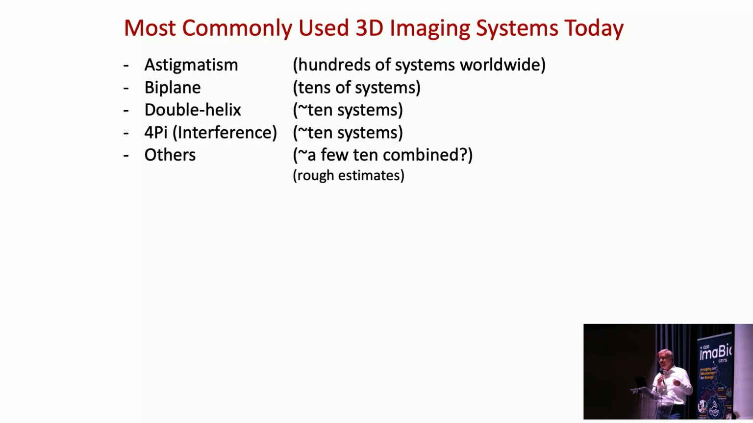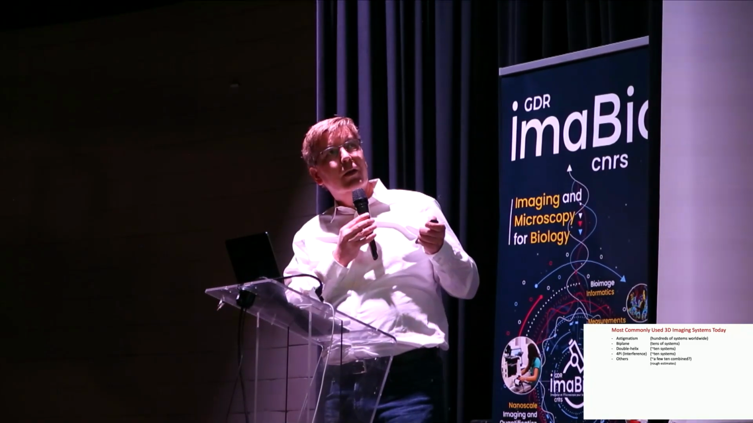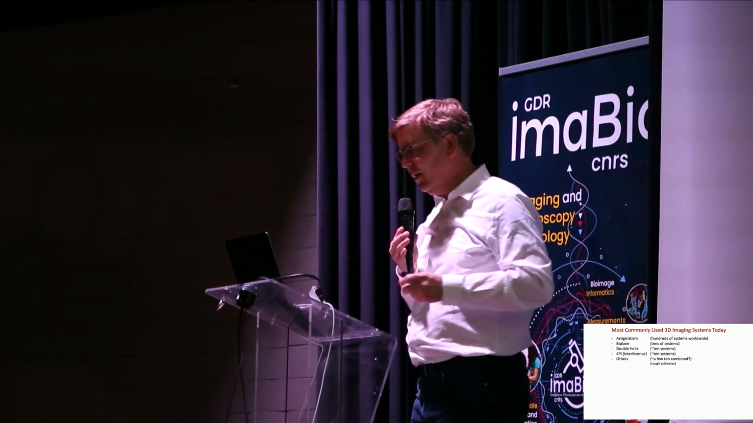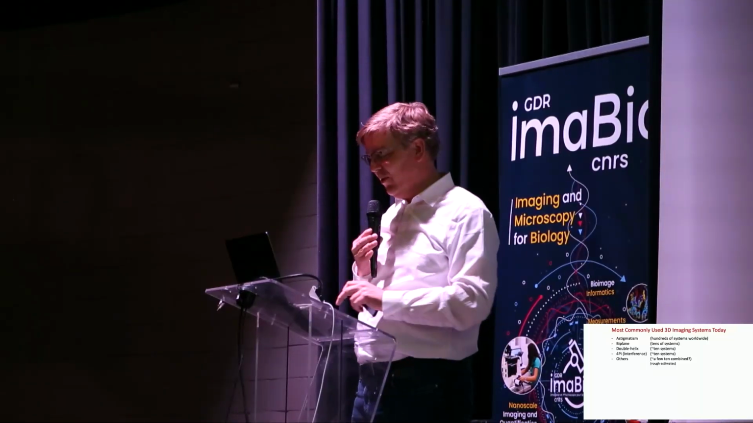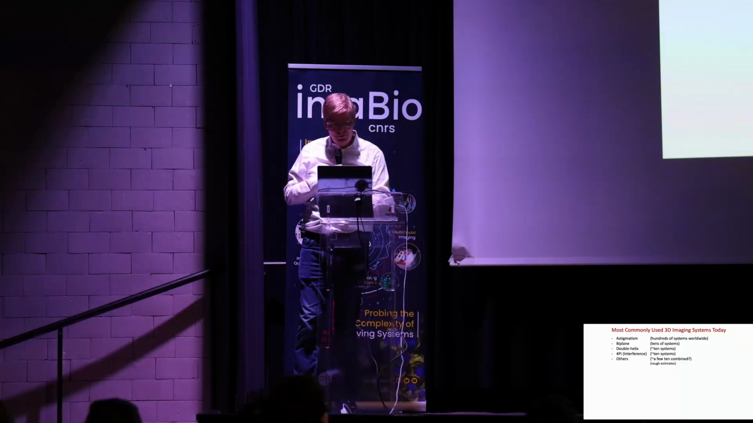And the reason for that is it's probably easiest to implement. We contributed to this biplane approach, and I think that's in the Bruker system. That's also here at the meeting. And then the double helix approach is another very popular approach that was particularly popularized by the Moerner lab. And I'll talk a little bit more about these 4-pi interference approaches. And then there are other techniques, and some might actually overcome the dominance by astigmatism in the next years.